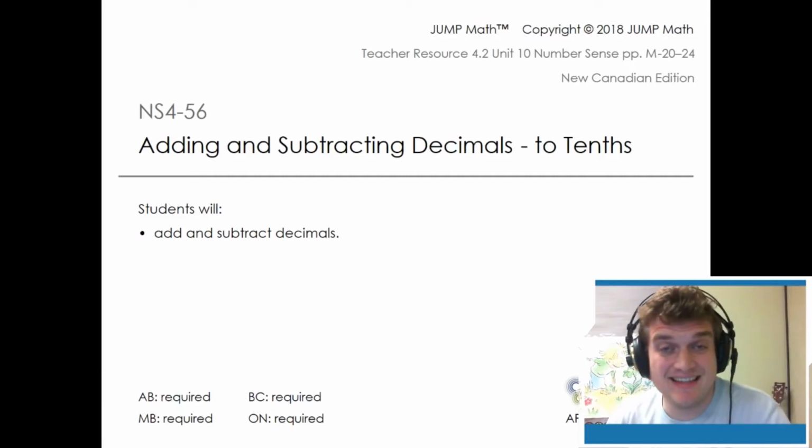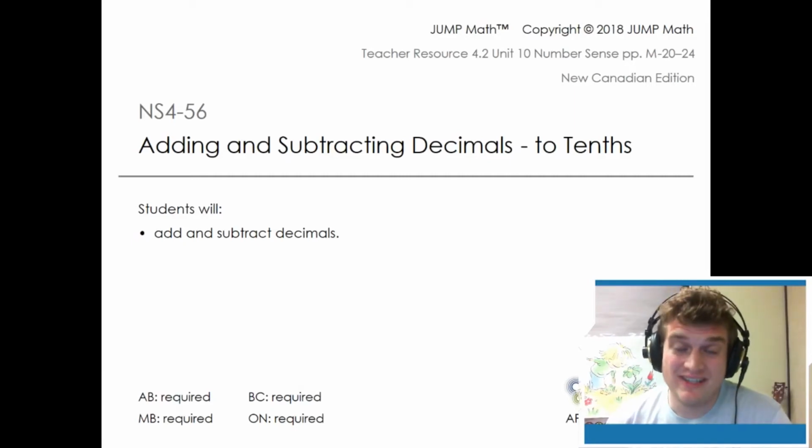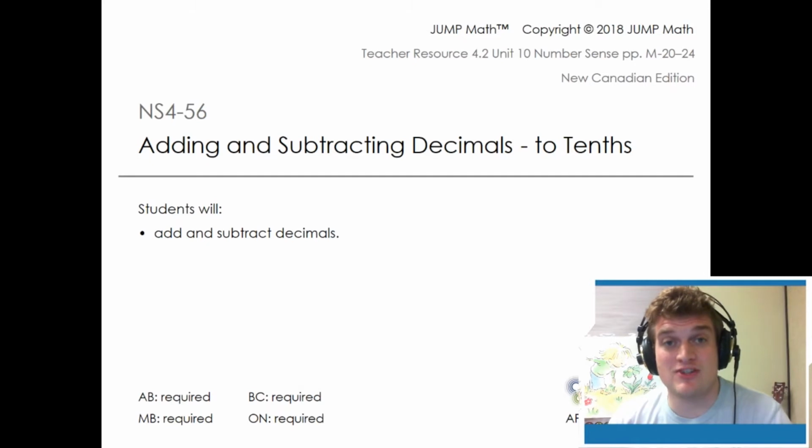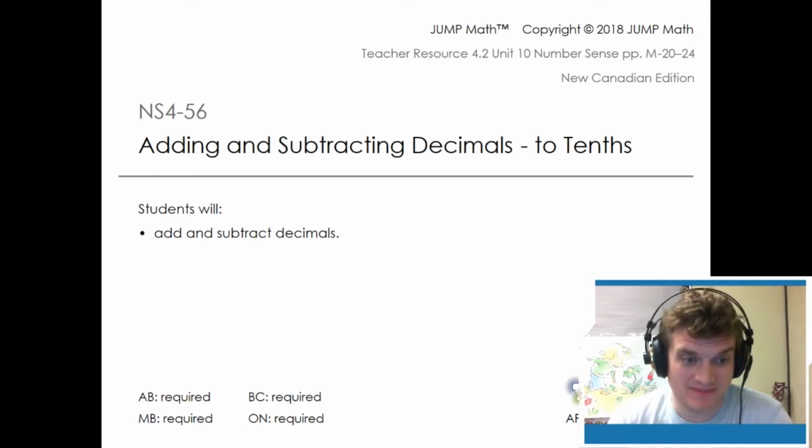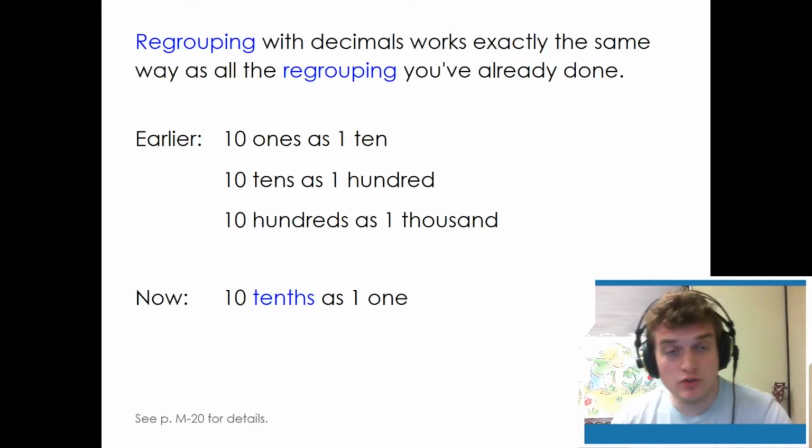This is our second lesson this week. We talked about decimal numbers greater than 1. And today we're talking about adding and subtracting those decimals. Let's get into it. Regrouping with decimals works exactly the same way as all the regrouping you've already done.